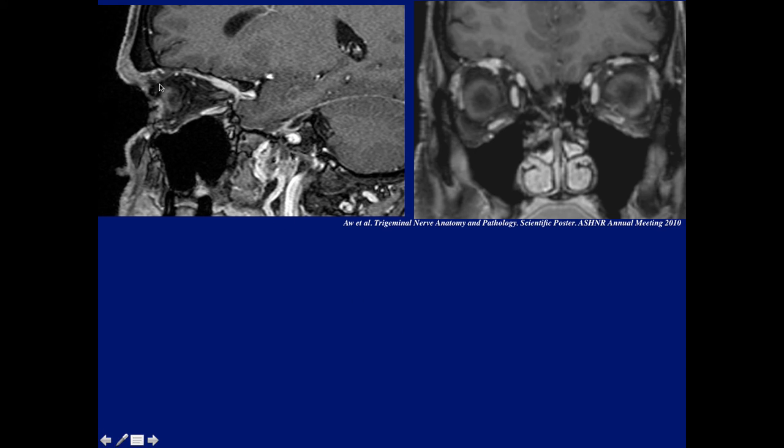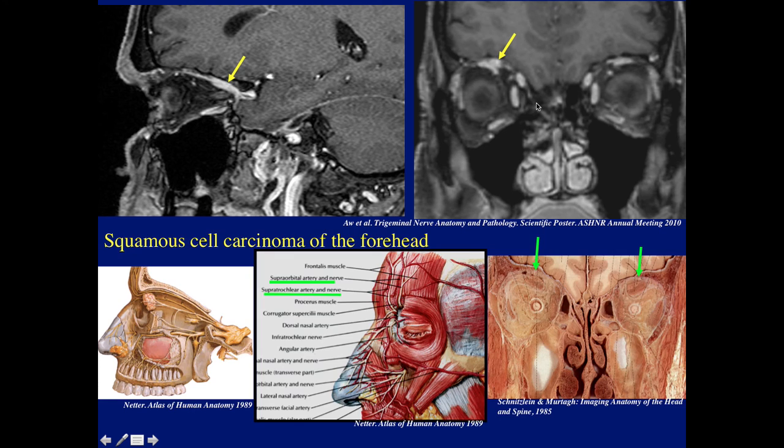Here's another case showing signal in the upper part of the orbit, and here it is. This was a squamous carcinoma of the forehead. Again, perineural spread from the forehead all the way back to the superior orbital fissure region.